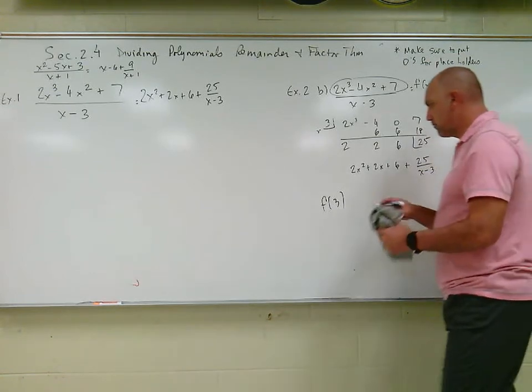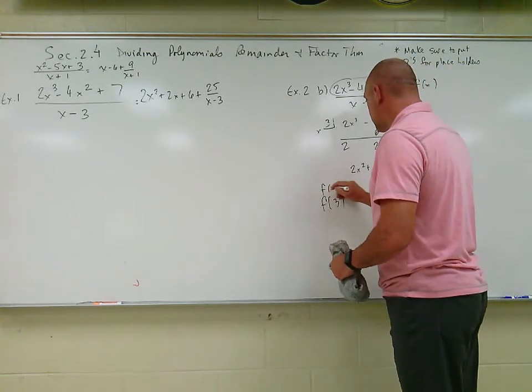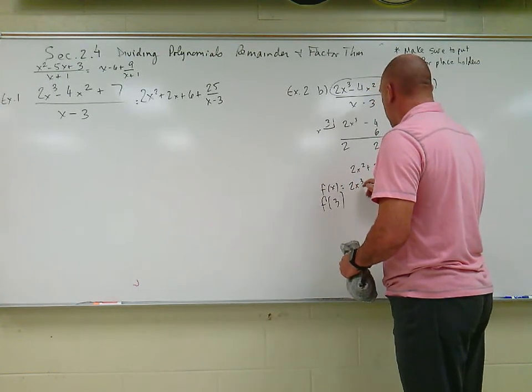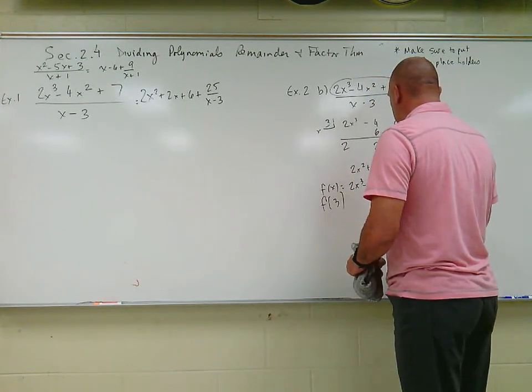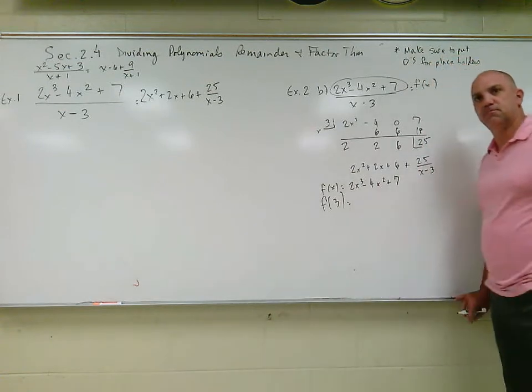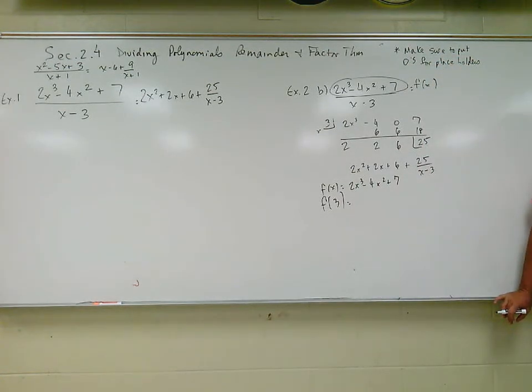So if your top, your numerator, is 2x cubed minus 4x squared plus 7, take a second and find f of 3. Substitution, guys.